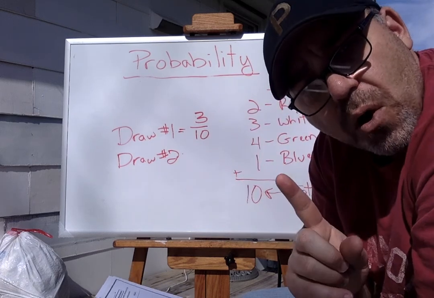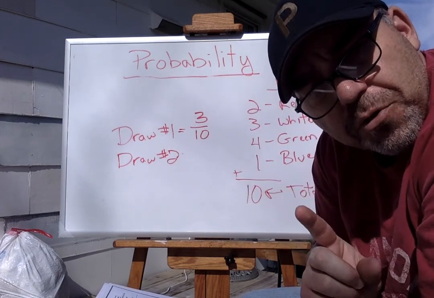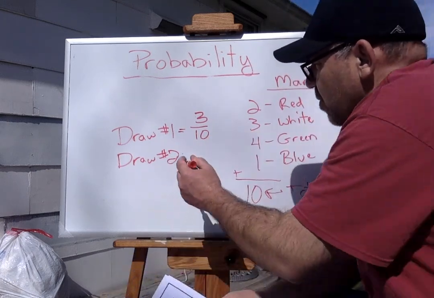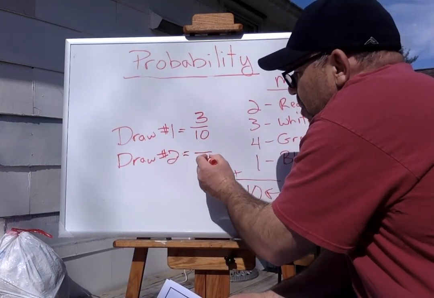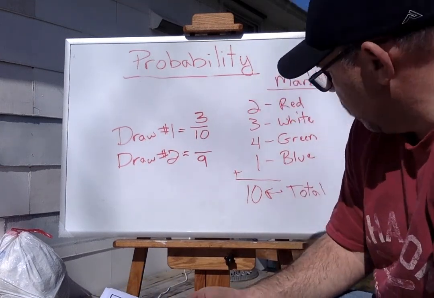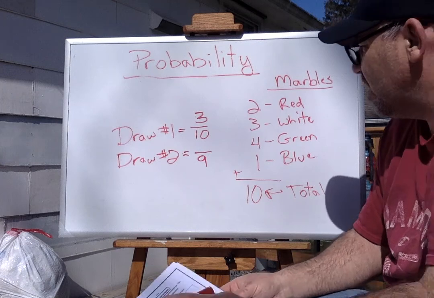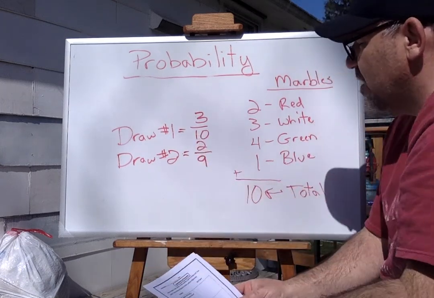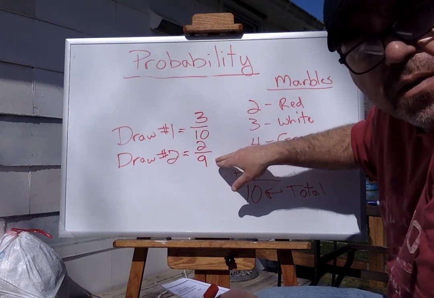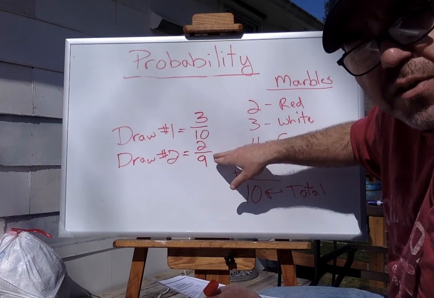Now I'm only picking 1 marble. Okay? I'm not picking all 3. I'm only picking 1. So this number is still only going to get reduced by 1. And then the probability of drawing a red marble is 2 out of 9. Because again, there are 2 red marbles, but 1 less marble in the box, which gives us 9 total.